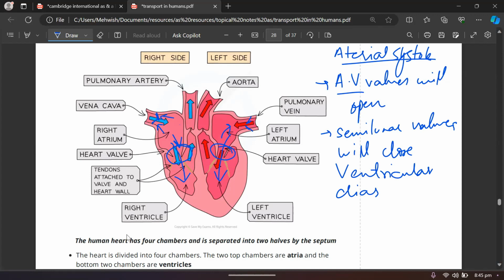Obviously, when the atria squeeze, they push the blood into the ventricles, and ventricular diastole happens because the ventricles are relaxing. Diastole means that they are relaxing. Systole means that they are contracting. And when the diastole is taking place, the ventricles get filled up with blood, and when they are filled, the ventricular systole happens.